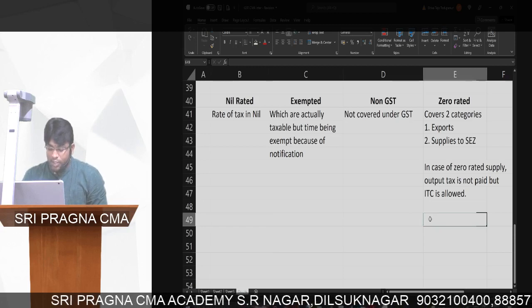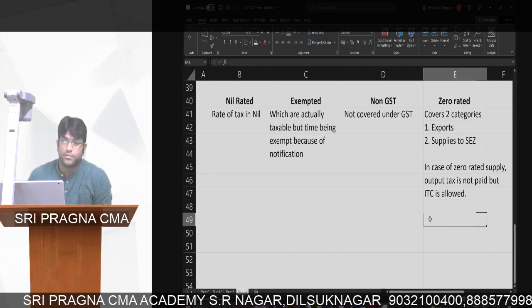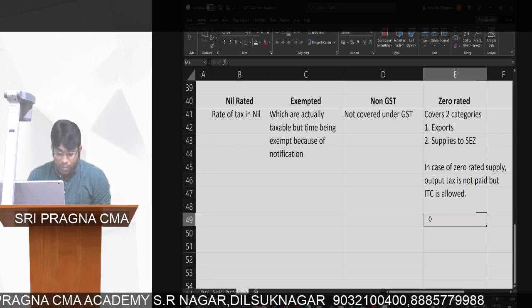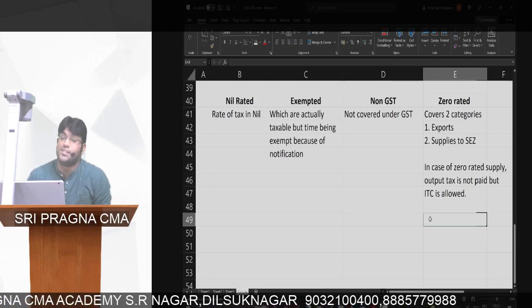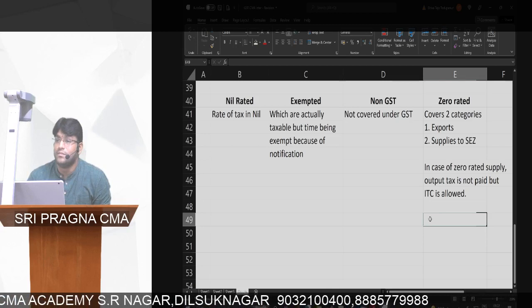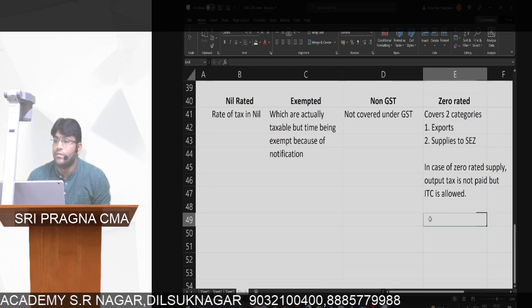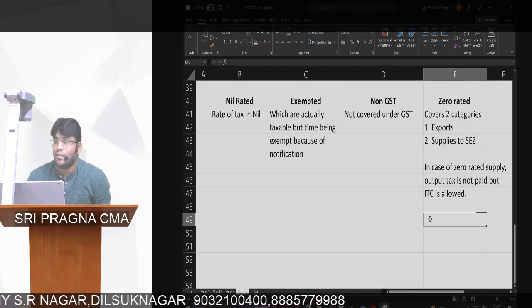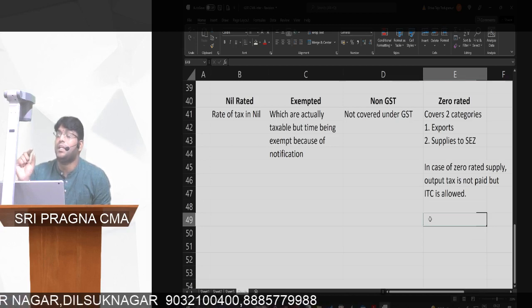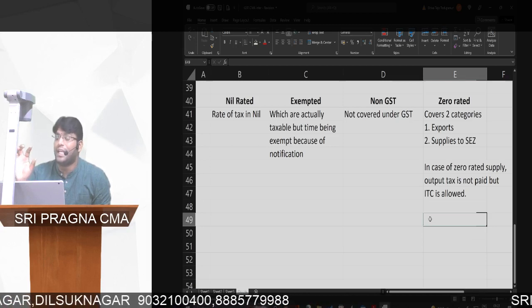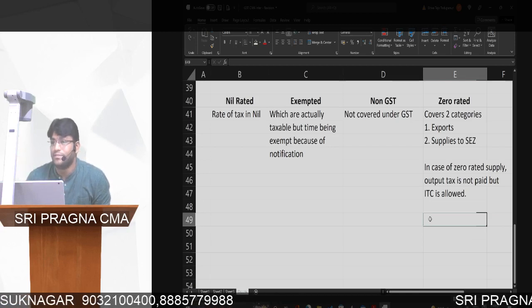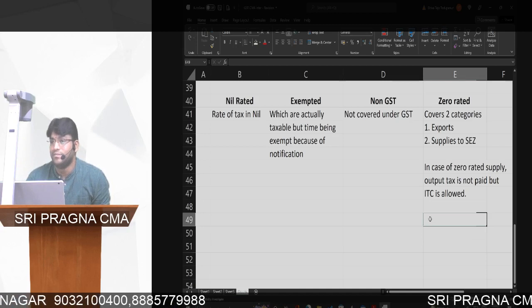Never dare to tell zero rated means rate is zero. Don't even dare to tell that statement. One of the most atrocious, ridiculous, nonsense answers it is. Now there are items like milk, eggs, tomato, vegetables, potato, and all they are not taxable because they are not nil rated, where the rate of tax is nil.